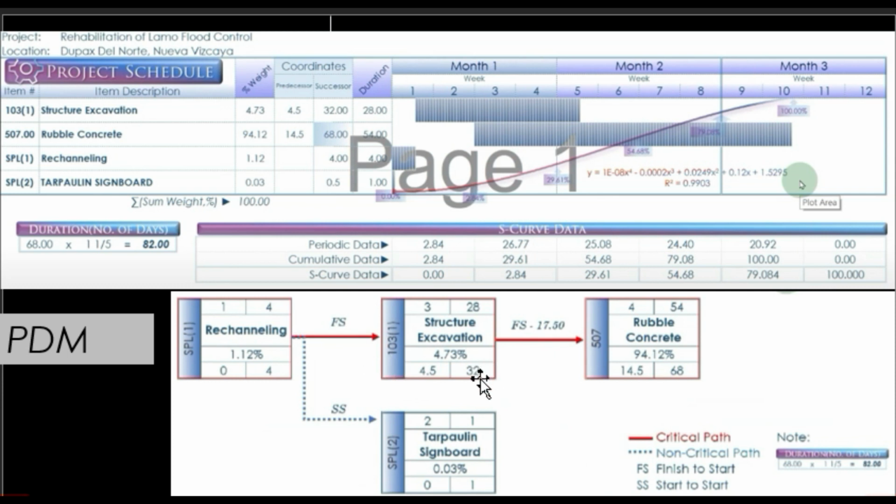This item is early succeeded with 17.5 days by rubble concrete works, which started at 14.5th day and finished at the 68th day. Our obvious critical path by looking at the bar chart and PDM are items SPL1 with code 1, 103 with code 3, and item 507 with code 4.